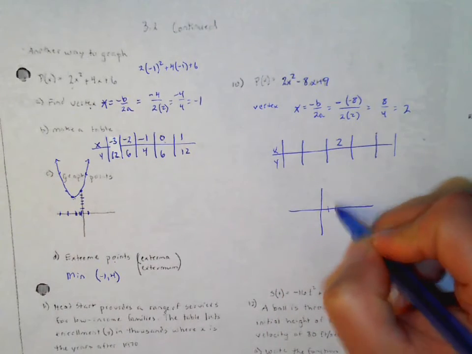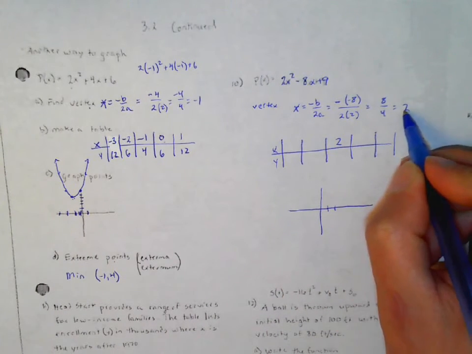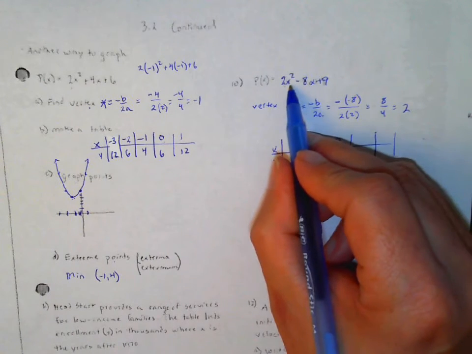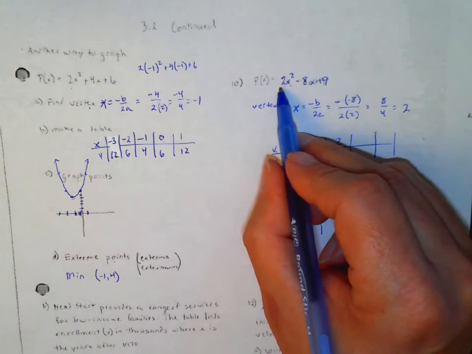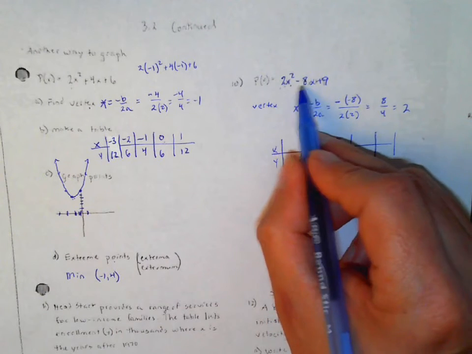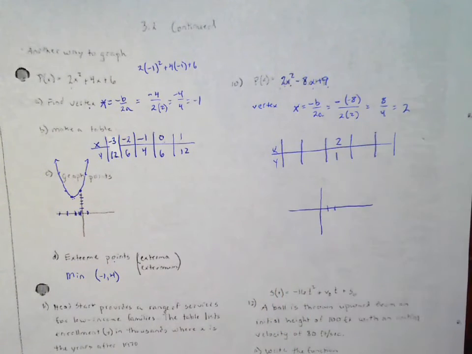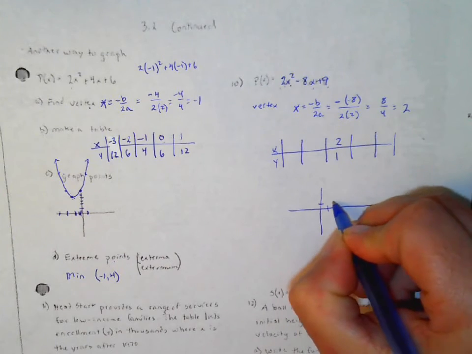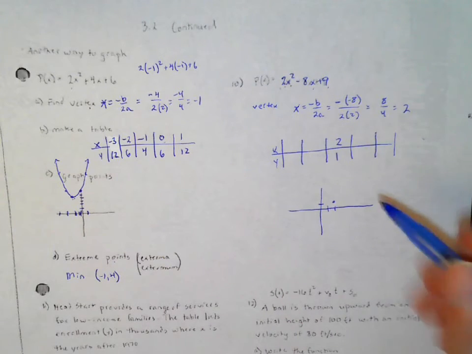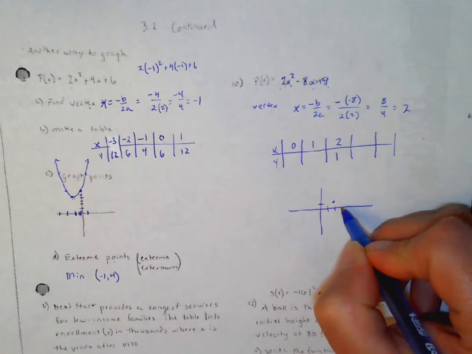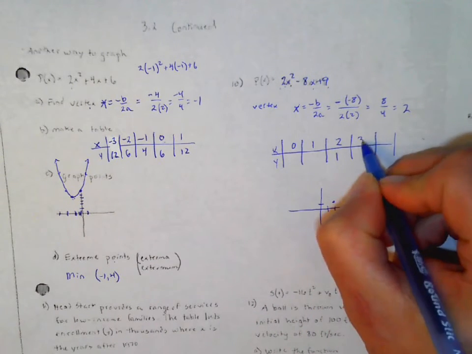Okay? I don't know what the y is yet, so how to find the y? I can take it and I can plug it in right there, right? So 2 squared is 4. 4 times 2 is 8. 8 minus 16 would be -8, plus 9 would be 1. So I know at 2, 1, that's my vertex. Okay? So I want to find points on either side here. So let's go 1, 0, and 3 and 4.